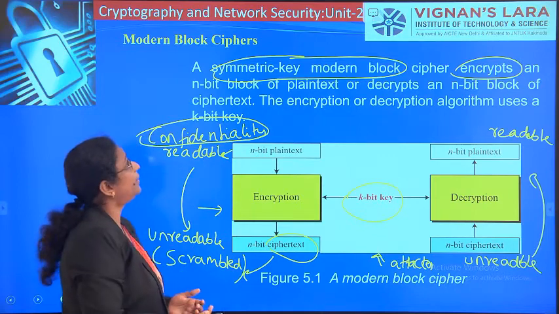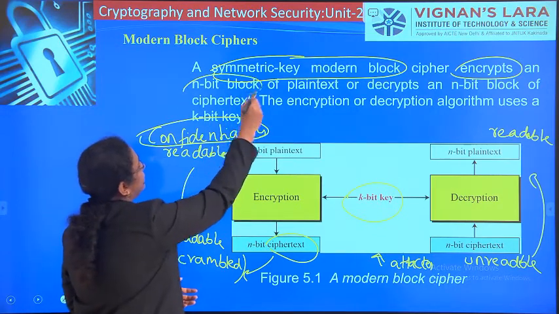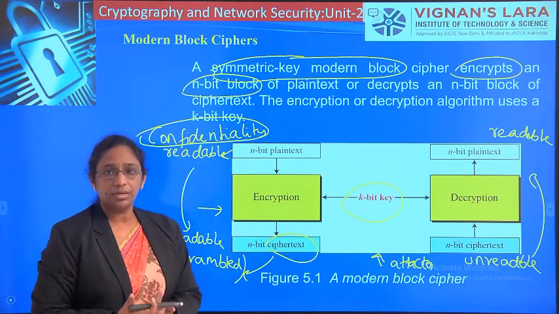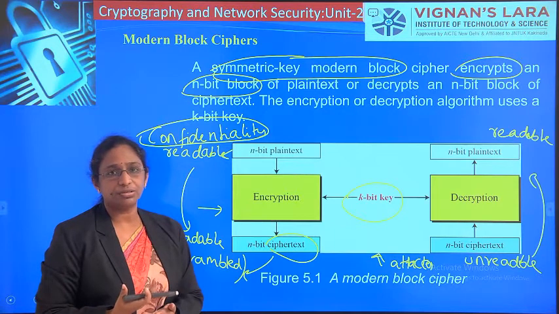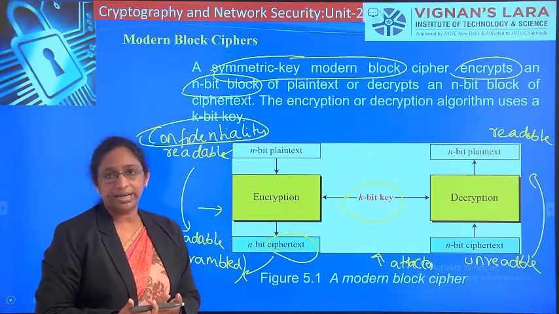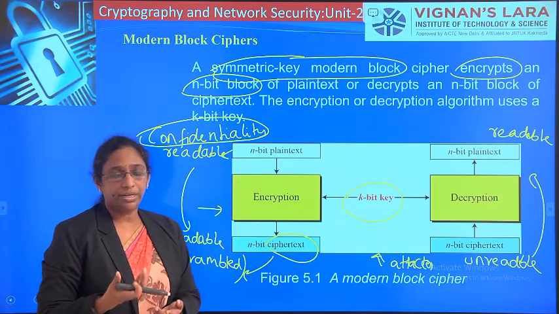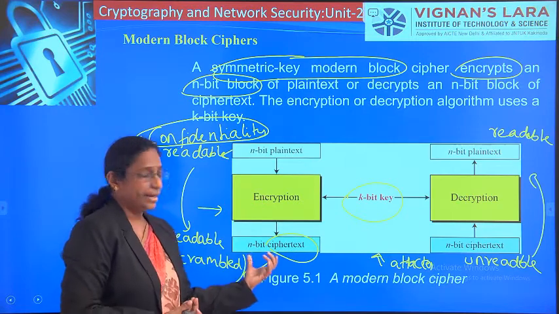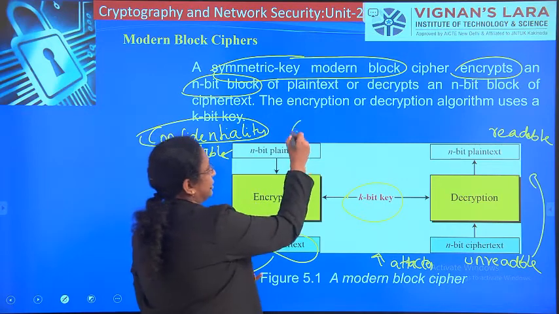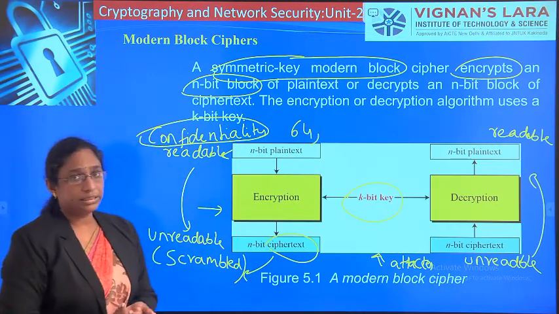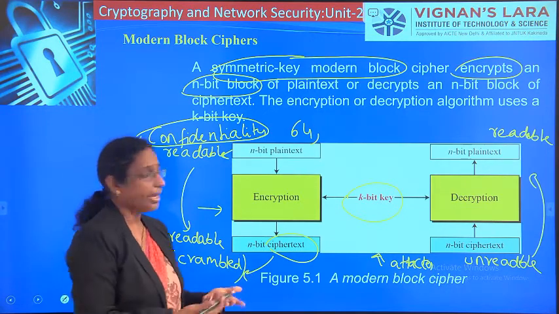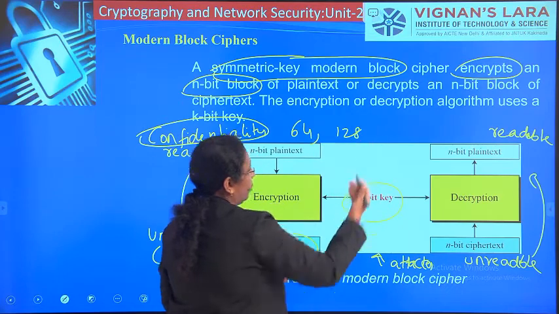Here, n-bit block: since it is a block cipher, it takes a block of the message, a block that consists of 64 bits. At a time, a 64-bit block of data will be converted into unreadable form. Similarly, if it is a 128-bit block, then a 128-bit block of data will be encrypted at a time. So the n-bit block can be 64 bits, and we can convert a 64-bit block of data into unreadable form. We can also have a 128-bit block of data in that way.